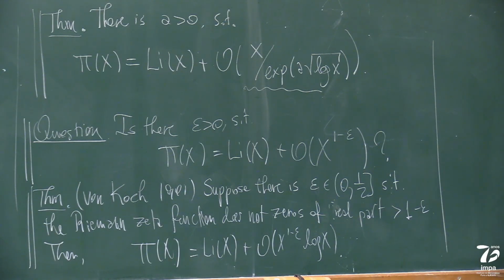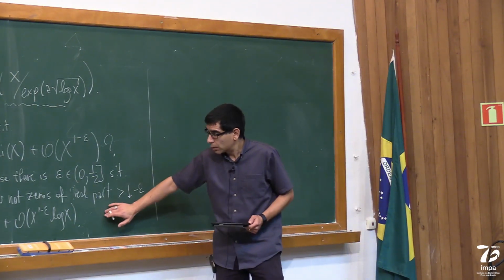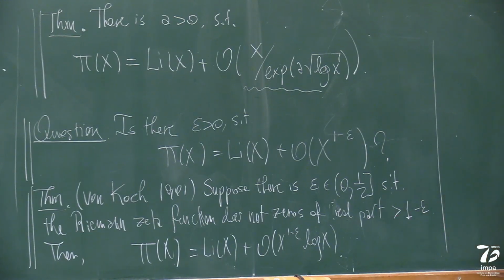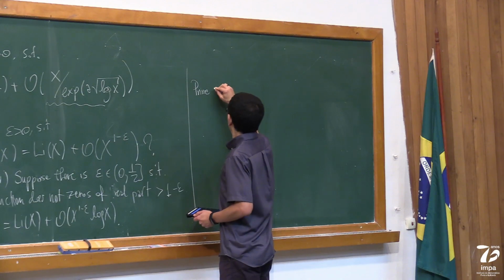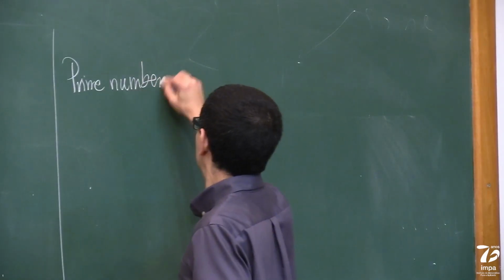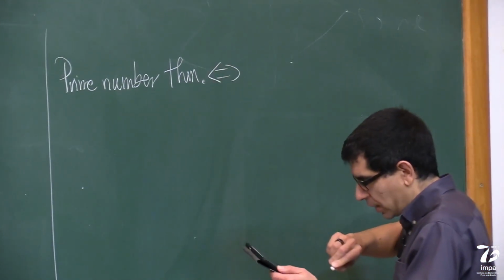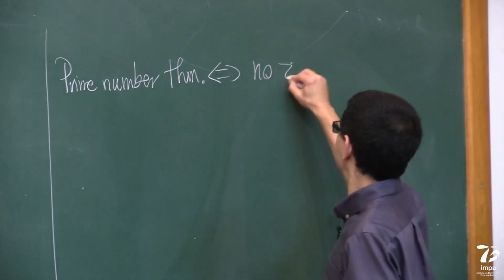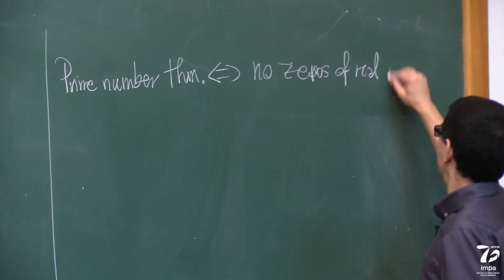OK, so there is this connection between the location of the zeros of the zeta function and the error estimates on the error term in the prime number theorem. That's the point. And this actually goes back and forth. So the prime number theorem, you could say, is equivalent to the statement that there are no zeros with real part 1.